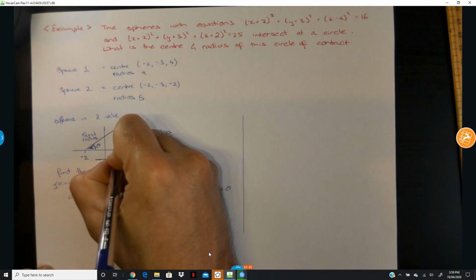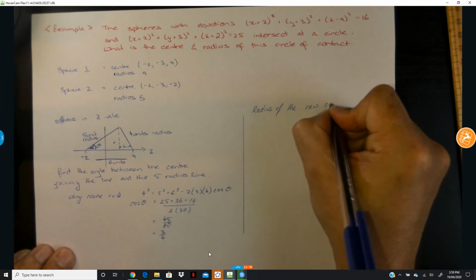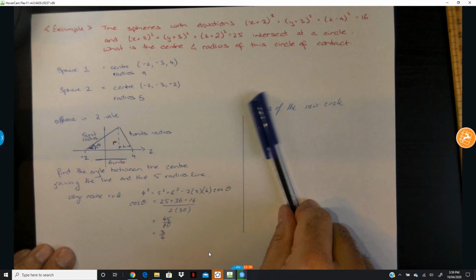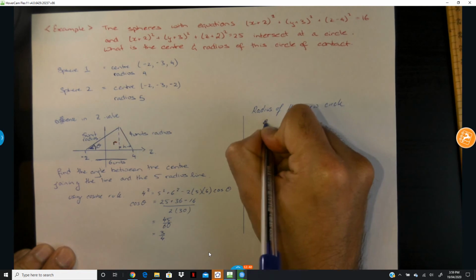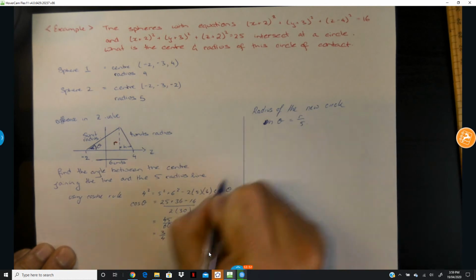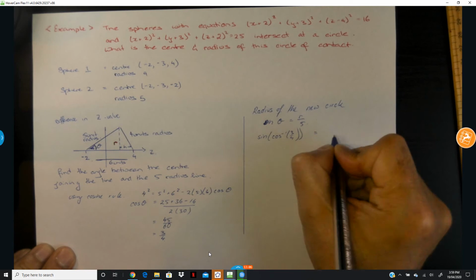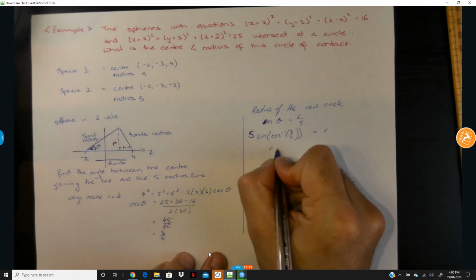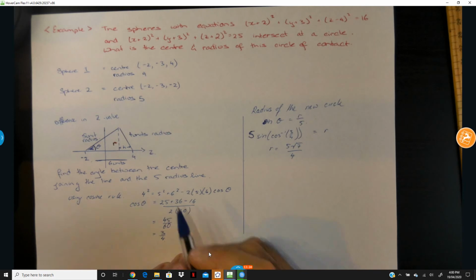So now that we found that, we can find what the radius is of our new circle. The radius of the new circle, and that's this R here. So sine theta is going to be R over 5. And we know what theta is, and times it by 5. So that's what R is. And working that out, I worked that out to be R equals 5√7 on 4. Okay, so that's what R is.